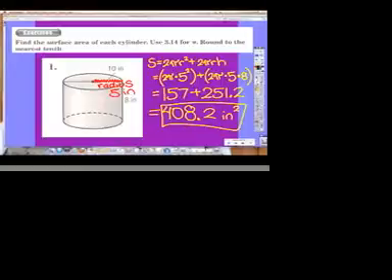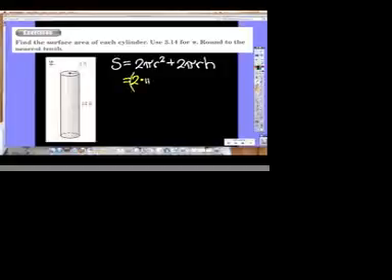So 2 times pi times the radius. Guys, shout it out. What's the radius? 3. Nice. 3. Don't forget to square it. Plus 2 times pi times 3 times 24. You guys want to erase on this one? Pause before we erase. How many of you are already done? You are? Okay.